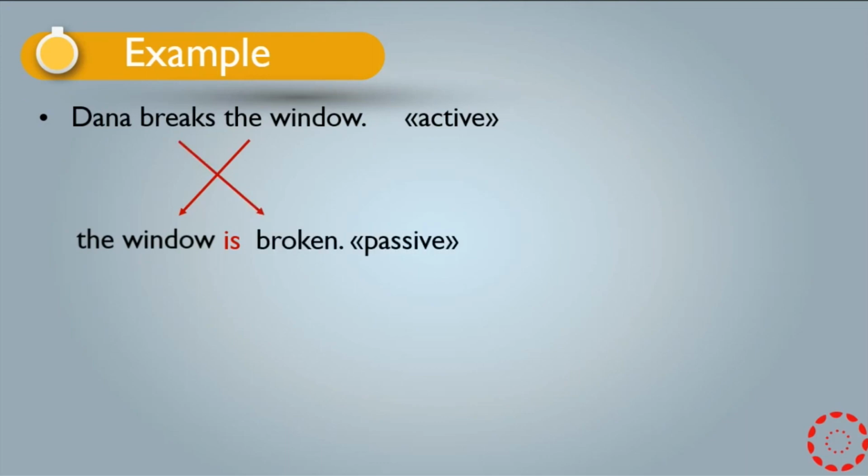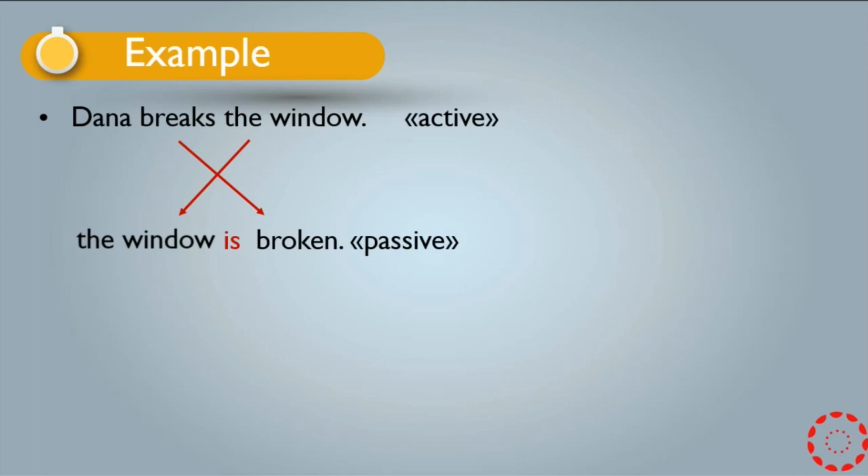In the first sentence, Dana breaks the window, we know who broke the window, which is Dana. But in the second sentence, the window is broken, we don't know who broke the window. That's why we call it passive, because I don't know who broke the window. So we will say the window is broken.